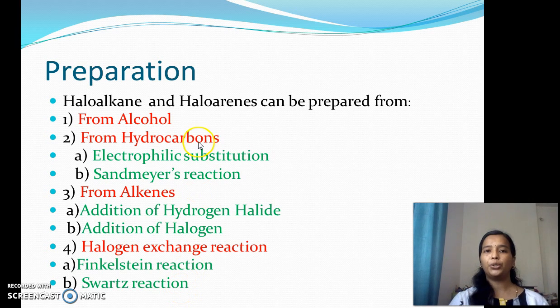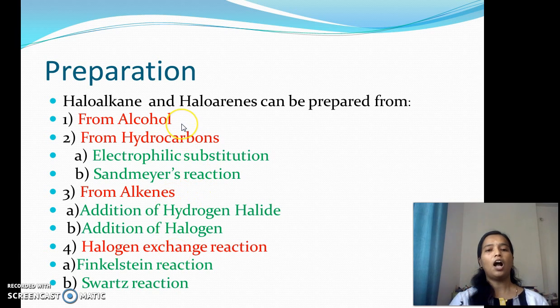So this is a huge topic, and it will be very difficult for you to learn it at a time. So I have divided this topic into two. In the first part it will contain only the preparation methods from alcohol and from hydrocarbons, and in the second part we will discuss how they are prepared from alkenes and by using halogen exchange reaction.